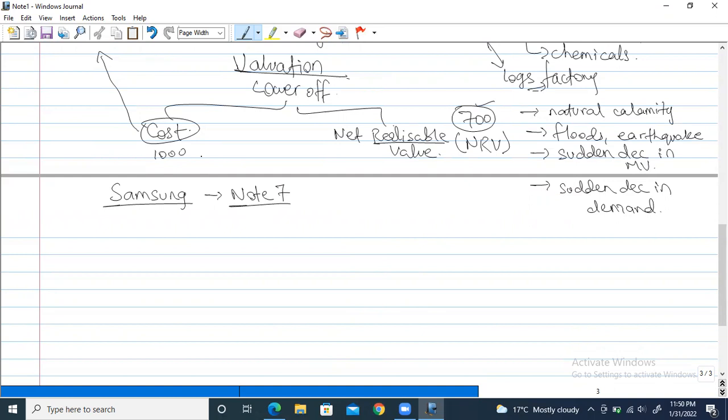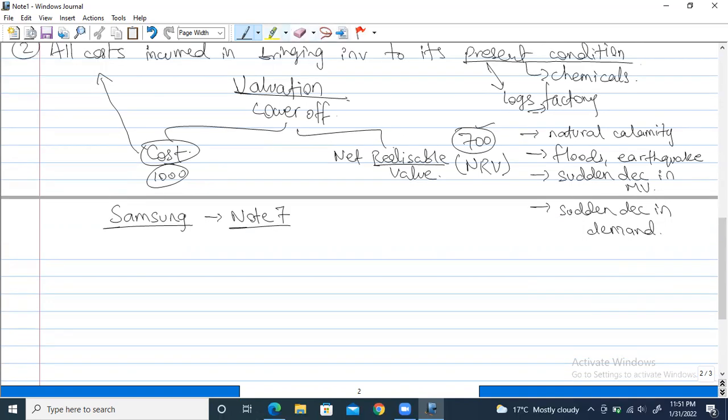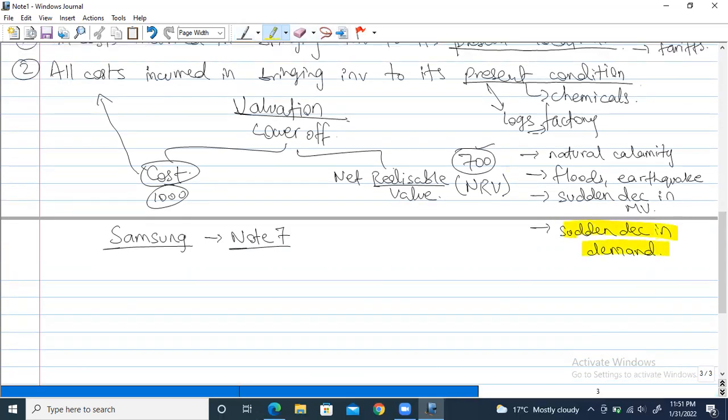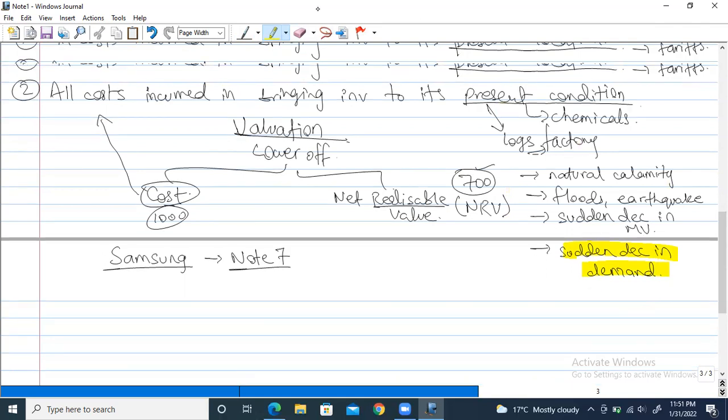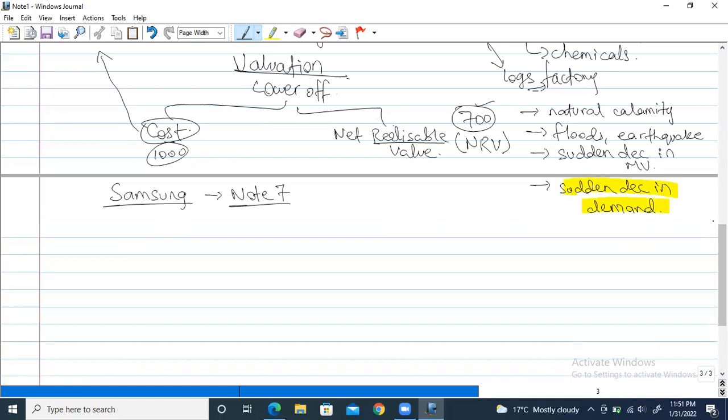So obviously Samsung, what it should have done is that, for example, its cost was $1,000 in the market. Let's just suppose this, okay? So they might have to spend some costs on it. The inventory might have been damaged, no one would buy them. The main reason for this would be a sudden decrease in demand, because no one would require that phone, right? So obviously they would have been forced to sell the mobile phone at a much lower price than the market, and that's why they might have to sell at their net realizable value.